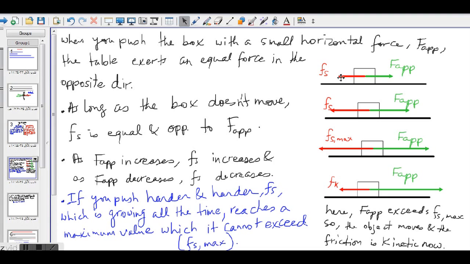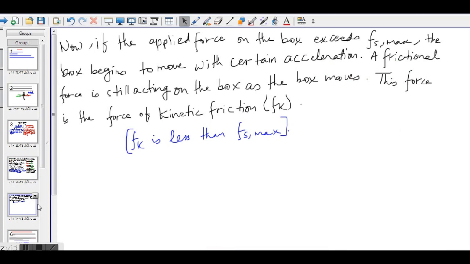So here you see F applied is increasing, and Fs is responding to this increase, also increasing. F applied here is equal to maximum static friction. Increasing F applied more, we are exceeding Fs max, the object starts moving, and Fs max now becomes Fk. F applied exceeds Fs max, so the object moves and the friction is kinetic.